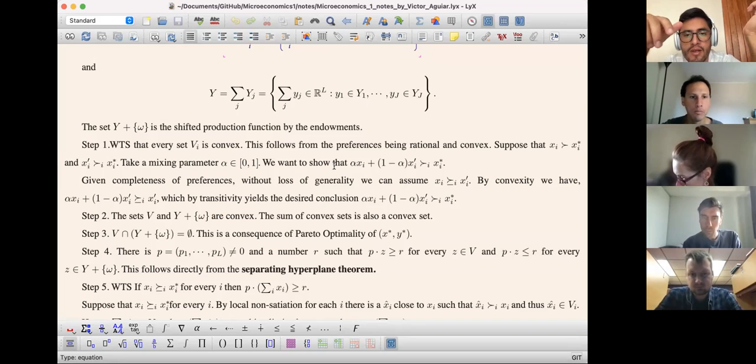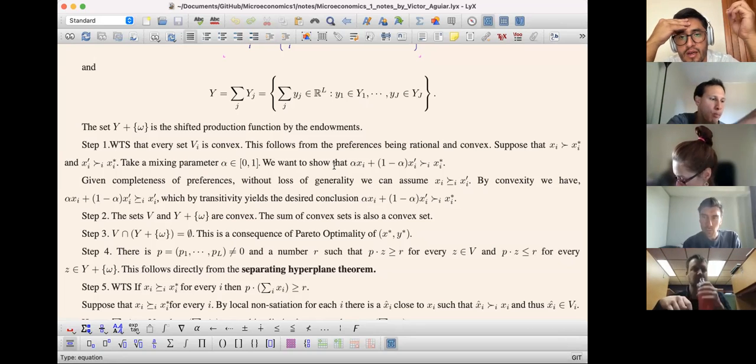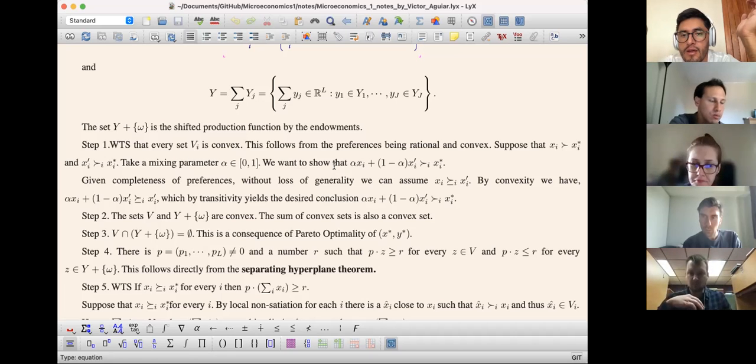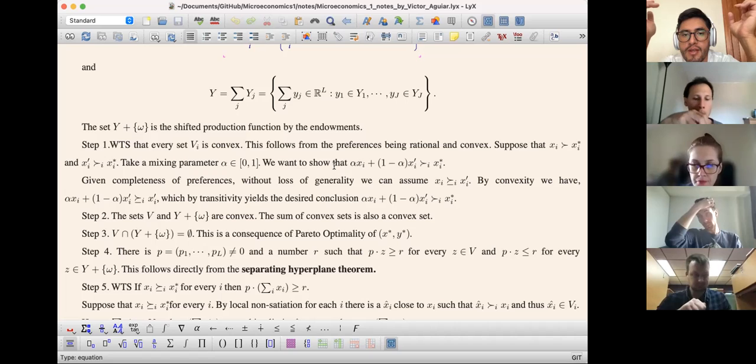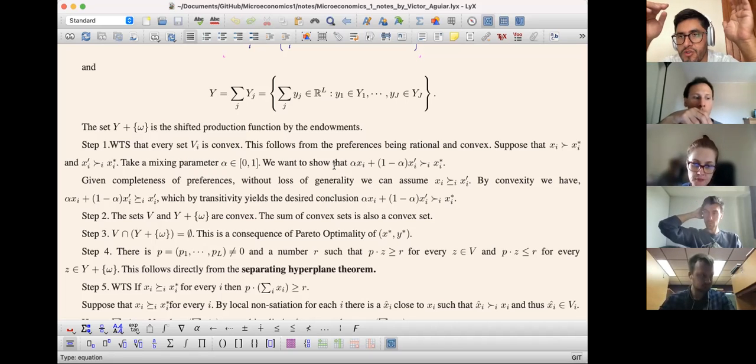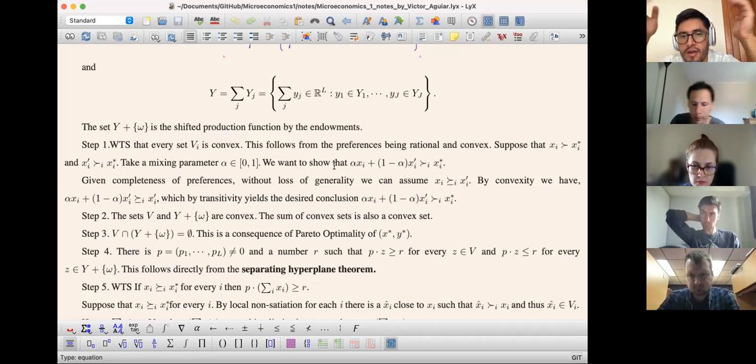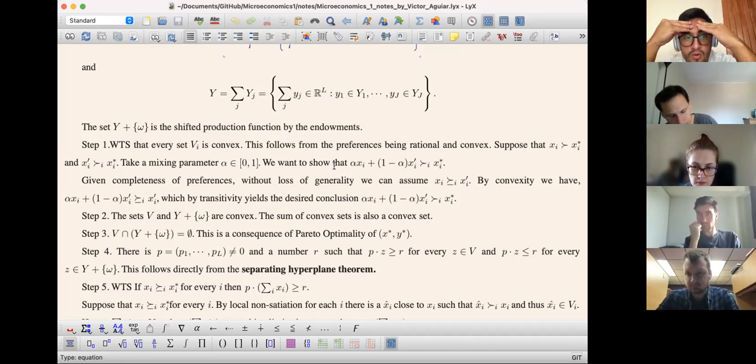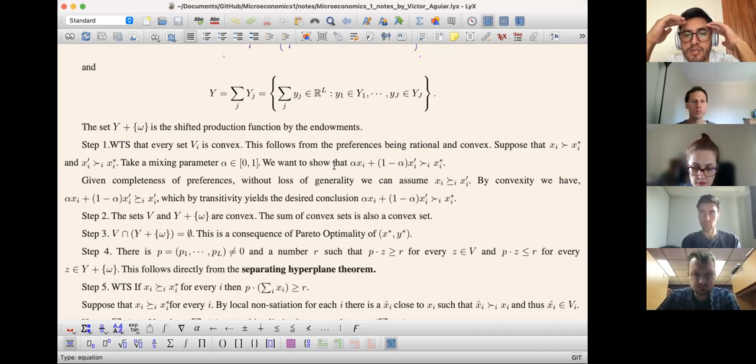Because essentially you now have that the mixture of these two things is going to be strictly better than, let's say, I star. Okay, so with this in hand, we essentially have that the strict upper contour set V is in fact a convex set. Now the sets V and Y plus omega are convex. The sum of convex sets is also a convex set. This is easy to see: if you have convex sets and you add them in this form, then the result is a convex set.